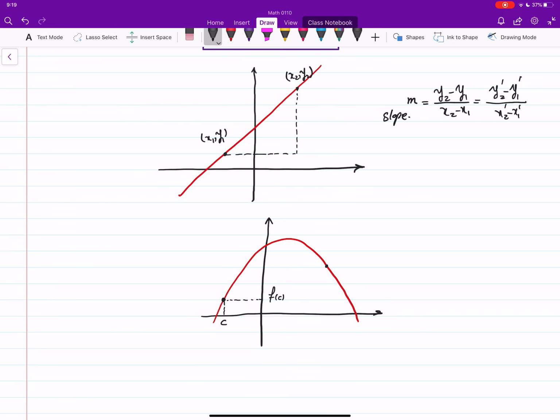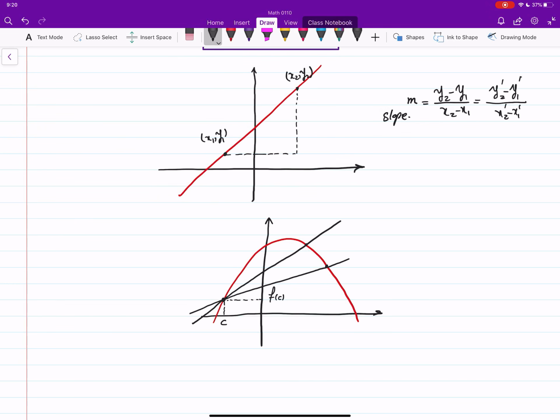Someone can start with this point and then rise over run would be the slope of this line here. But someone else can come and choose another point and compute the rise over run for this one. These are definitely different lines, different slopes. And that means that it's not a good idea just to choose any other point and start from there.